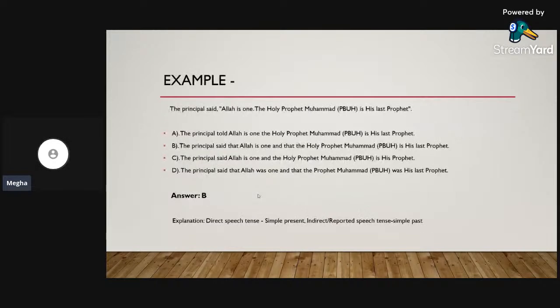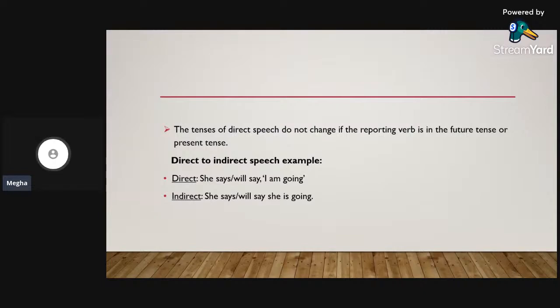Here, the tenses of the direct speech do not change if the reporting verb is in the future tense or present tense. Only if it is in the past tense can you change the tense in the indirect speech. If it is in future tense or present tense, you don't have to change the tense accordingly. For example, in direct speech: she says, or she will say, I'm going.